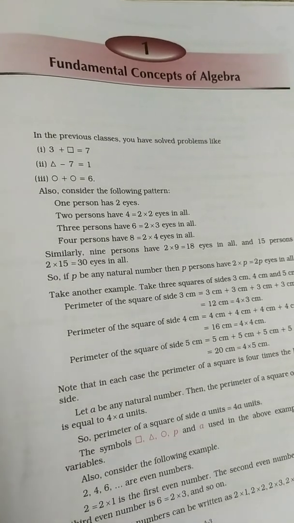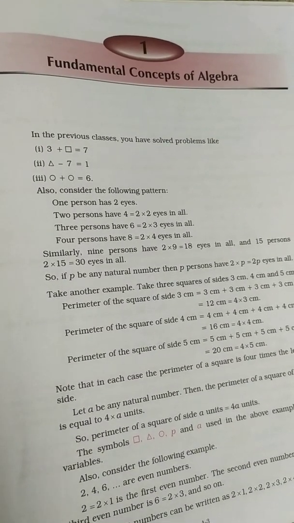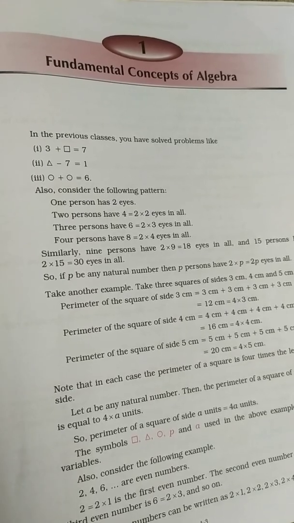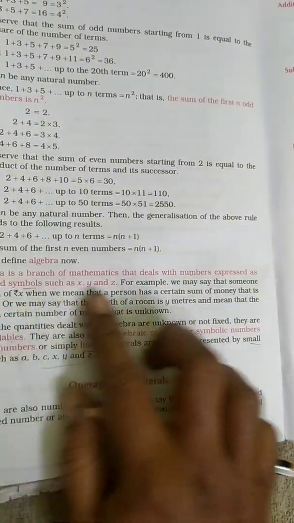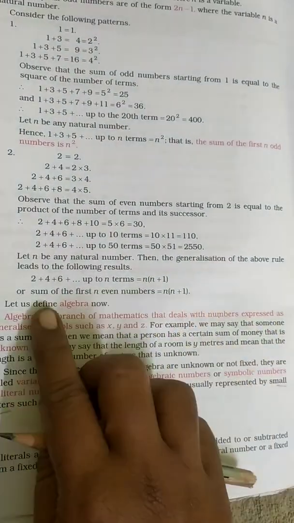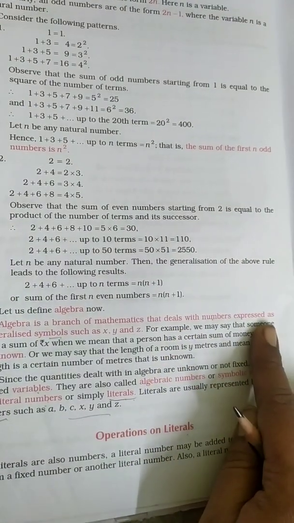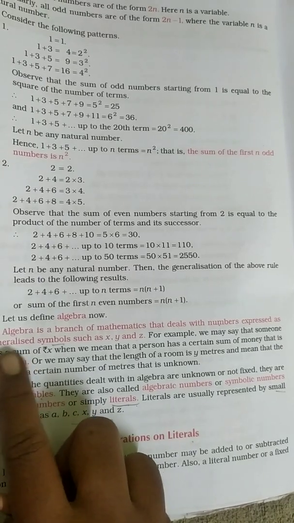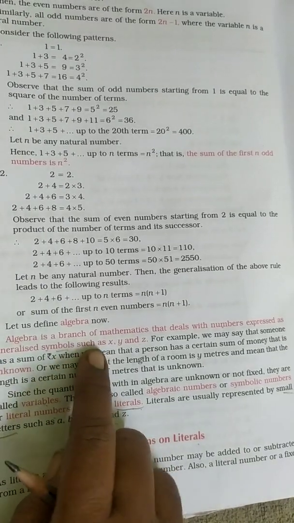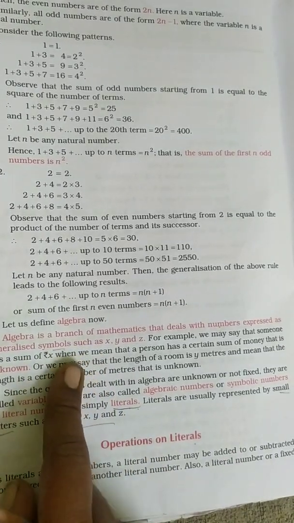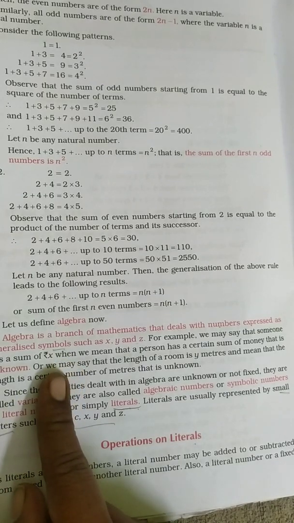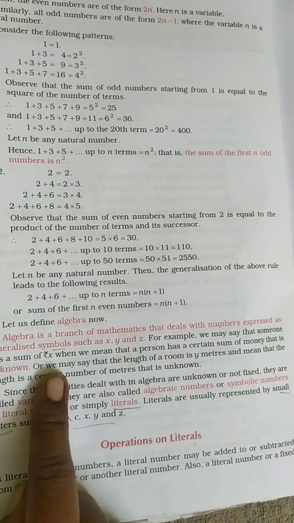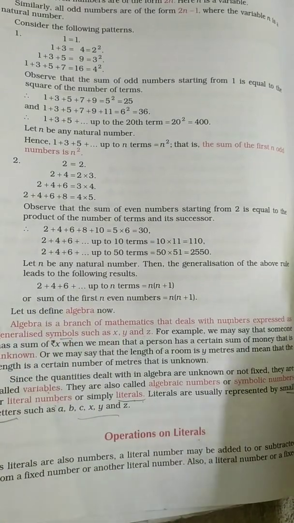Good afternoon, children. Today we are going to begin the next chapter, Fundamental Concepts of Algebra. So here, first, we are going to learn about what algebra is. Algebra is a branch of mathematics that deals with numbers expressed as generalized symbols such as x, y, z. So numbers together with the symbols x, y, that is variables, we call it algebra.